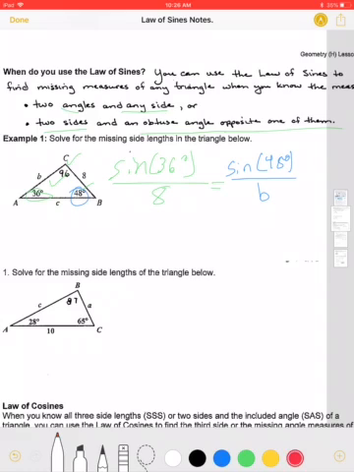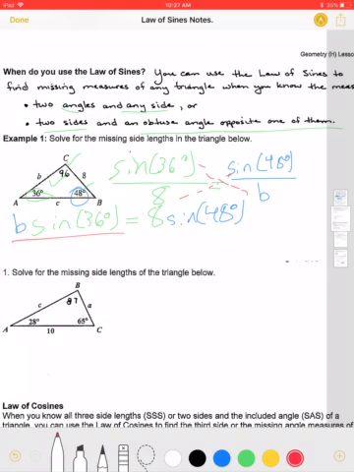Well, we have fractions on both sides, or ratios. If we cross multiply, this will allow us to say something to the effect of b, when multiplied with sine of 36 degrees, that should be equal to 8 times sine of 48 degrees. So how can we take this further and solve for b?